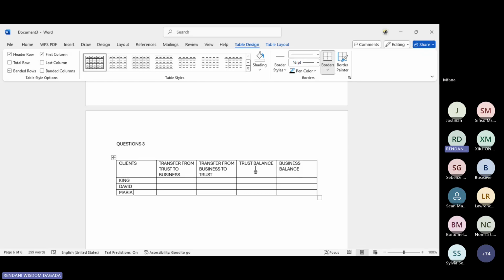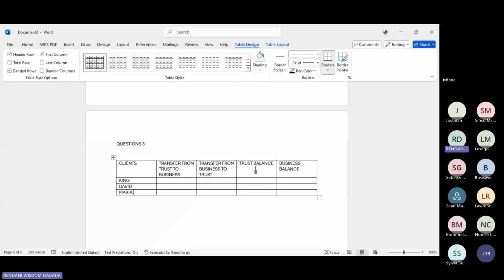So trust balance is the money the client has in the trust. If it's King and there's 50,000 under the trust balance, he has 50,000 in the trust. The business balance is the money that the client owes. If King has 50,000 in the trust balance, in the business balance it means King owes 50,000 to the business. Those are the first two principles. The trust balance, money a client has. Business balance, money a client owes.